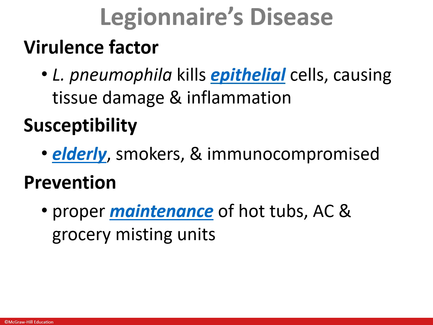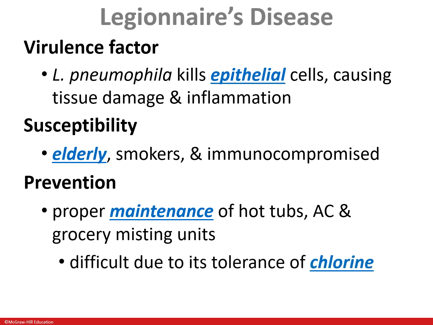So prevention: proper maintenance of any system that has water in it. So think hot tubs, even AC units. If they're not properly maintained, you can get puddling and condensation, which then provides a place for those amoeba and the bacteria in the amoeba to grow. And it turns out those amoeba and the bacteria are very tolerant of chlorine. So if there's not a proper amount of chlorine being used in those systems, then it can allow them to grow.